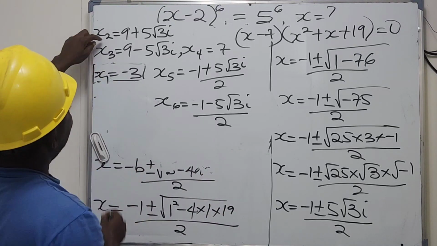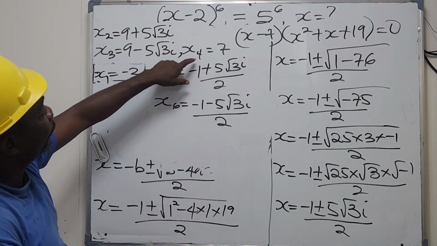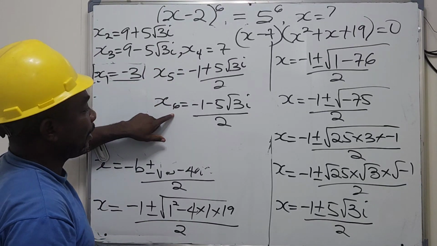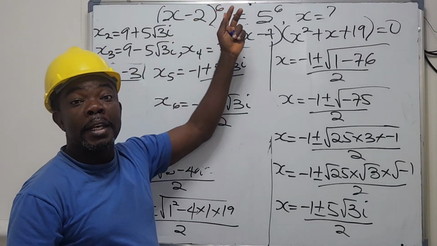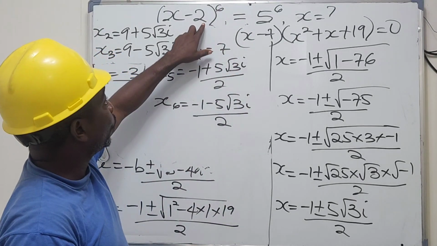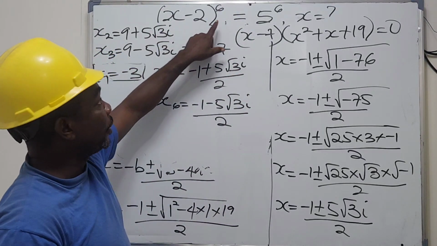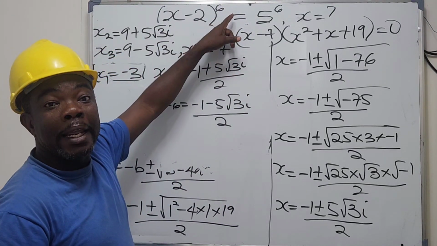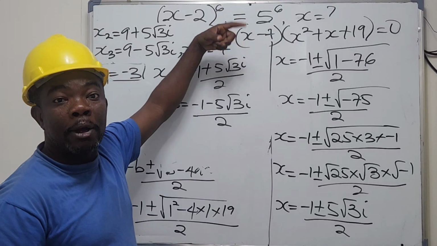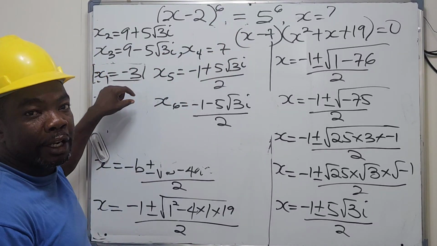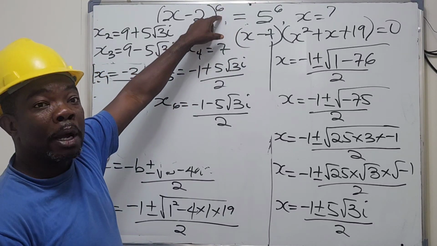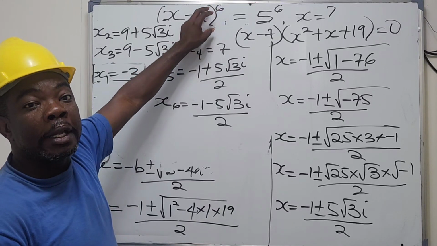x1, x2, x3, x4, x5, and x6. They all satisfy this equation. You can see that from the equation we have this parenthesis raised to the power of 6. Anytime you have this power of 6 or power of 3, that means the solutions of x will give you the number of this power that will be equated to this parenthesis.